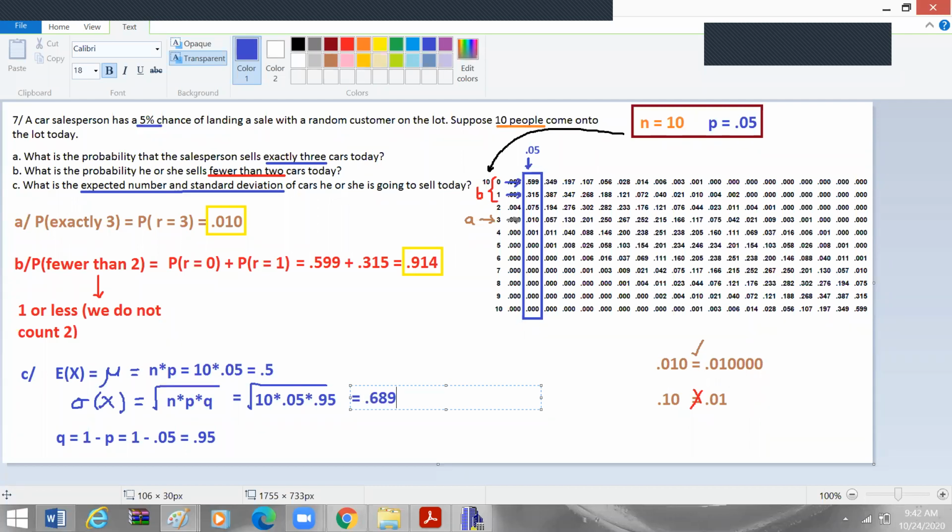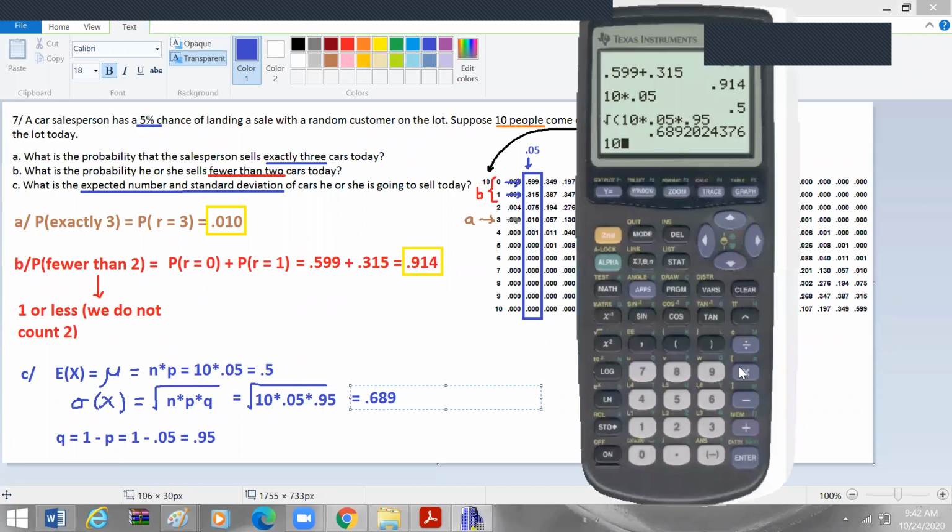How can we get 0.95? I just take 1 minus 0.05, which is the percentage of people who can land a sale per day. No, how do you get the 0.5? You did 10 times 0.05? Yes, I did 10 times 0.05 and got 0.5. So on average, we should expect that person to land less than 1 car.